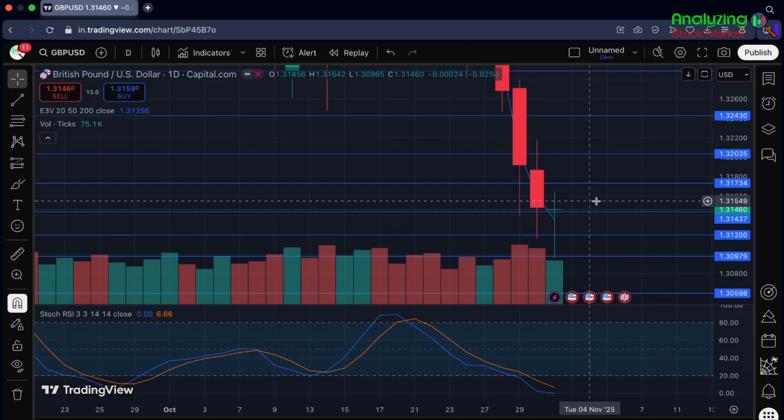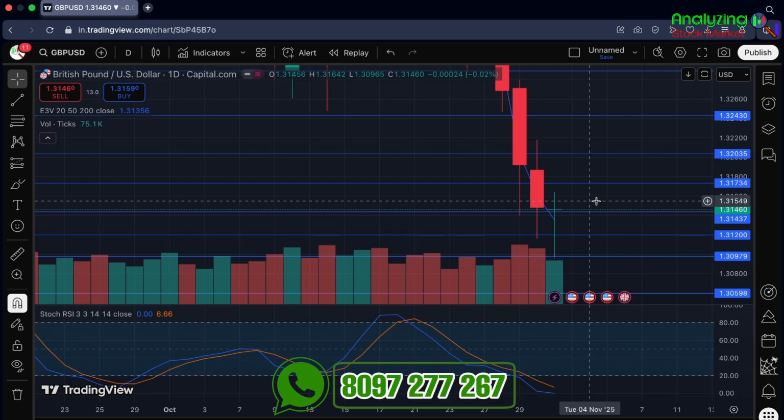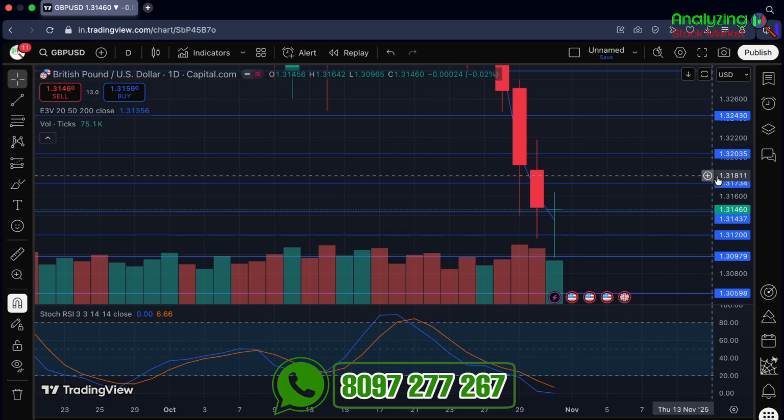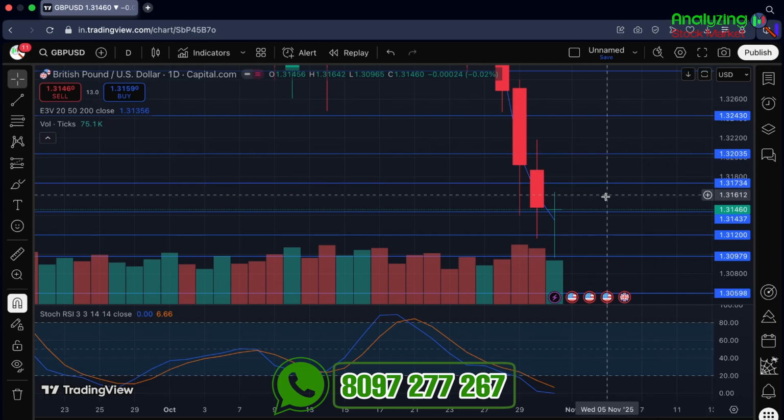So now let's talk about my opinion on the GBP USD pair for this week. According to the previous week momentum, I'm expecting a positive momentum or a positive closing for this week. I'm expecting a closing in this range, that is 1.31734 to 1.32035. I'm expecting a positive closing in this range.